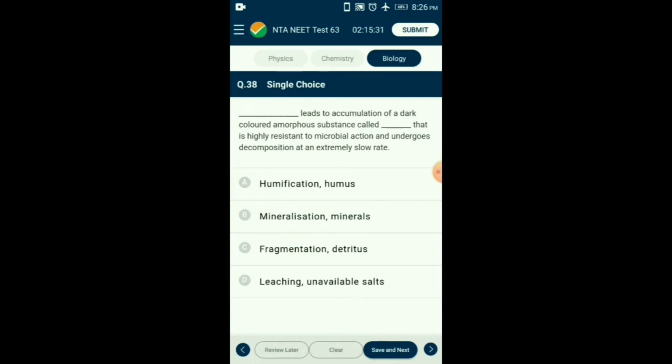Being colloidal in nature, it serves as a reservoir of nutrients. The humus is further degraded by some microbes and release of inorganic nutrients occurs by the process known as mineralization. So the answer is option A, humification. Second blank is filled with humus.